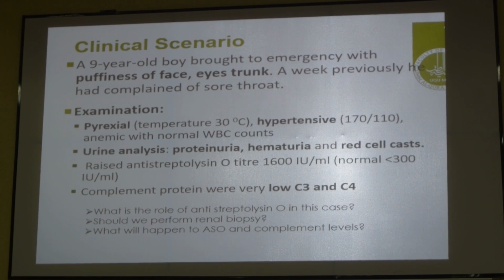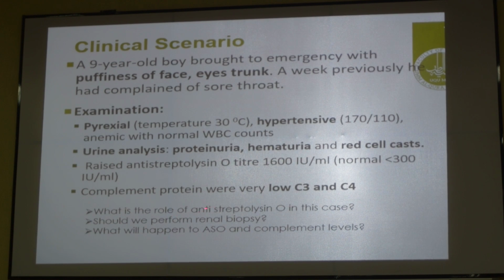Okay, so now we'll go to the scenarios. The first scenario, a 9-year-old boy brought to emergency with puffiness of face, eyes, trunk, for a week. Previously, he had complained of sore throat. On examination, he is pyrexial with temperature, hypertensive, anemic with normal WBC count, urine analysis shows proteinuria, hematuria, and red cell casts. Raised anti-streptolysin O titer; normally it is less than 300 international units, but he has around 1600 international units. Complement proteins were very low.